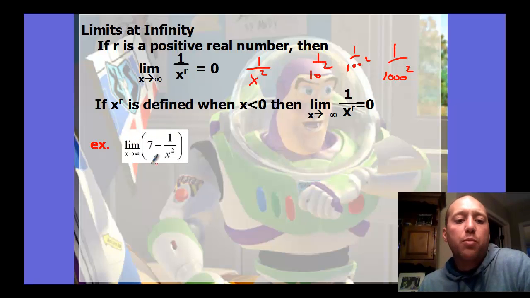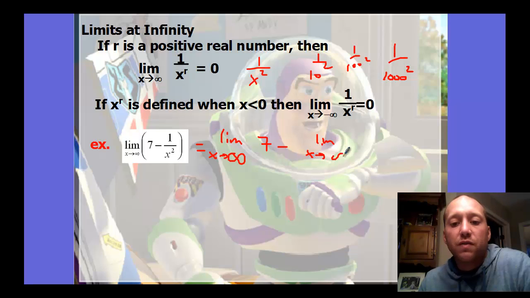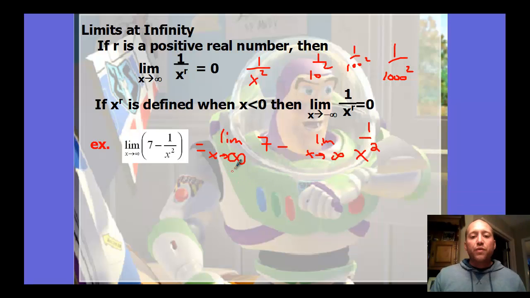Sometimes you have operations, so the limit as x approaches infinity of 7 minus 1 over x squared. You can rewrite that as the limit as x approaches infinity of 7 minus the limit as x approaches infinity of 1 over x squared. The limit of 7 has nothing to do with x. As x approaches any number, 7 is just going to be 7. Then the limit as x approaches infinity of 1 over x squared, by this definition, is going to be 0. And then 7 minus 0 is 7.